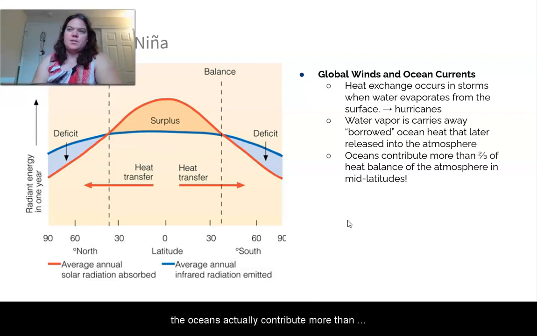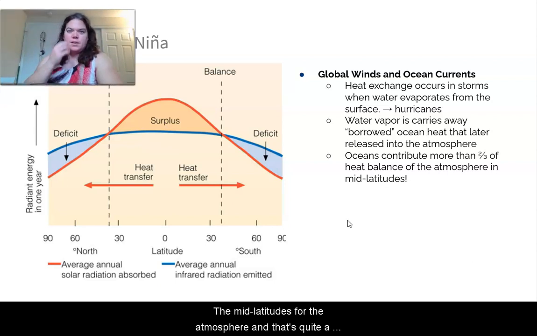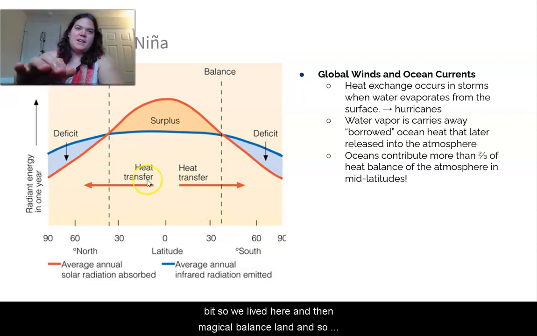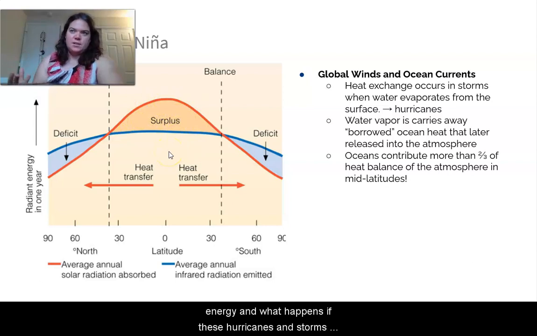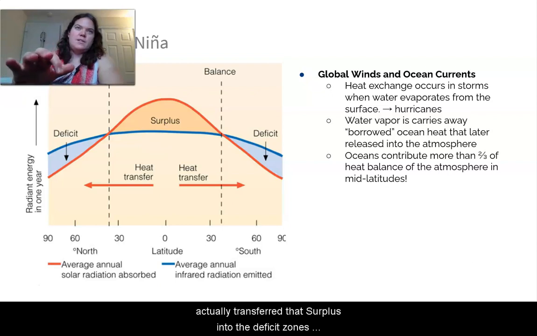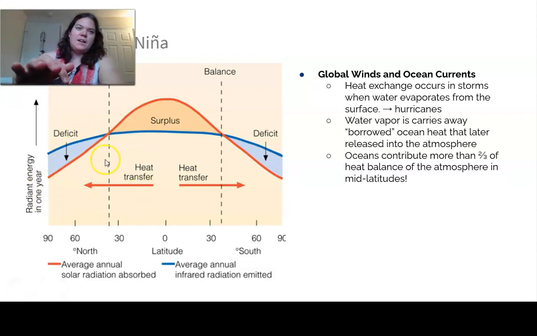So oceans actually contribute more than 2/3 of the heat balance between the mid-latitudes and the atmosphere, and that's quite a bit. So we live here in the magical balance land, and at the equator, that's 0 here, there's a surplus of heat energy, and what happens is these hurricanes and these storms actually transfer that surplus into the deficit zones, which are here in the higher latitudes.